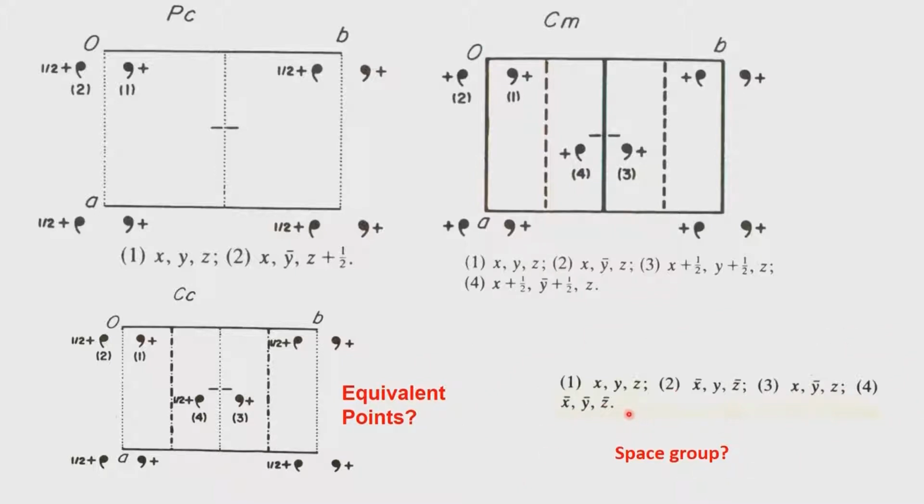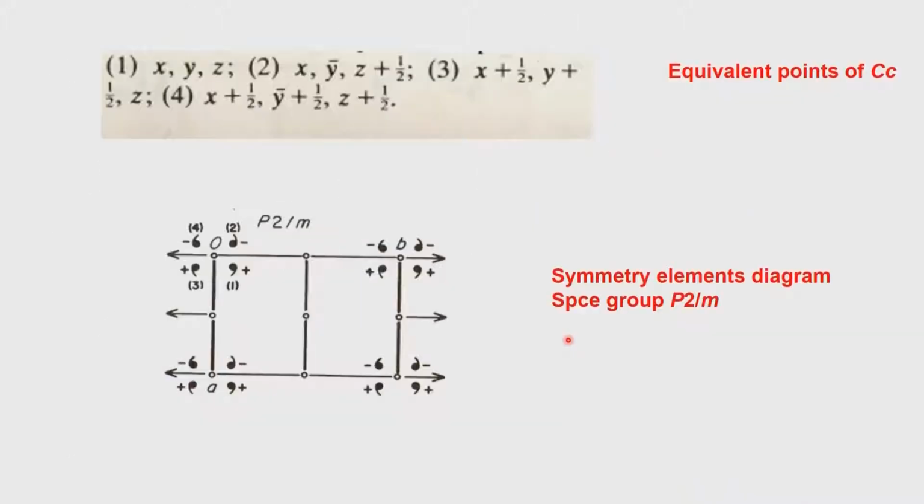So, once we conclude the space group is P2/m, in principle we should be able to generate an equivalent point diagram and also a diagram for the symmetry positions. This is something which you will have to practice, taking some examples of other space groups. I have taken an easy example for you to illustrate the whole thing, and that is given here.